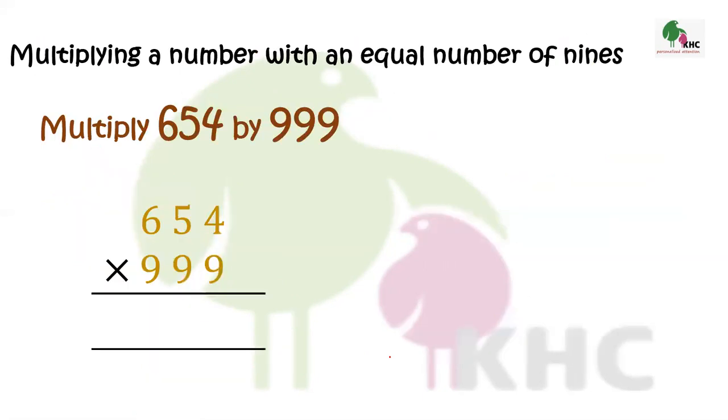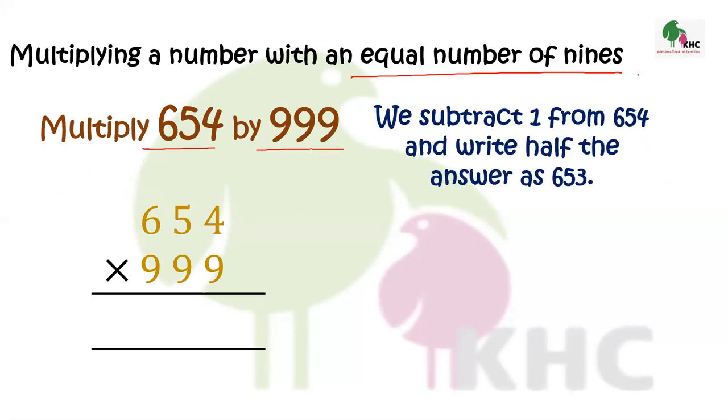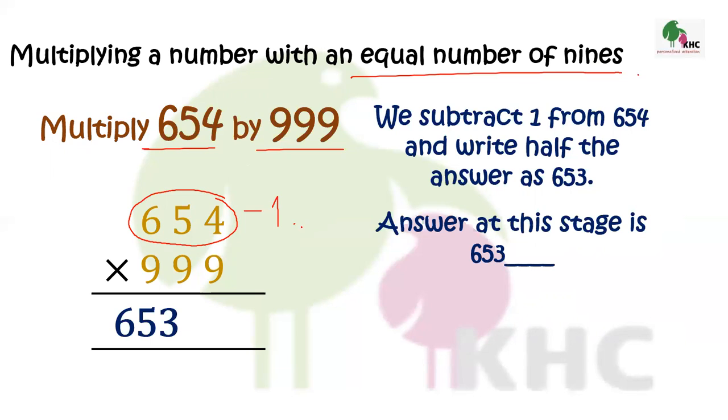The first one is multiplying a number with an equal number of nines. Like in this example, you see 654 is being multiplied with 999 and the number of digits is same. How do we start? First of all, from this number other than 999, you subtract 1. Once you subtract 1 from that number, whatever the answer you get, you write it as the first part of your answer. So the answer at this stage is 653 and dash.